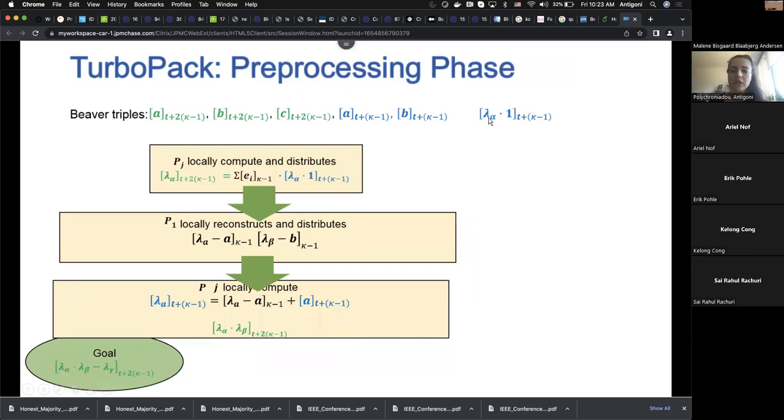And we're also going to have another sharing that we're going to generate. This is basically the pre-processing phase, which is independent of the circuit. And in this sharing, it means that we have k copies of the value lambda alpha. Okay, this is what it means here.